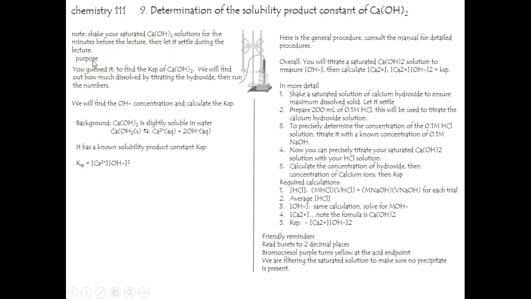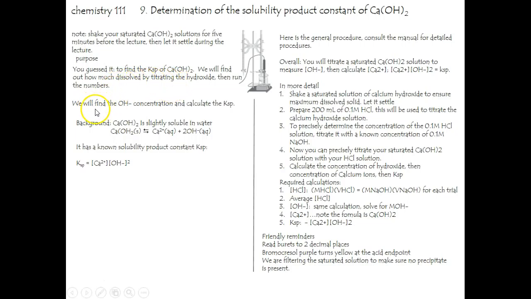The purpose of this experiment is exactly what the title is: to determine the solubility product constant, known as the KSP, of calcium hydroxide. Calcium hydroxide is not very soluble in water, so it's a good one to test. We'll find out how much dissolved by titrating the hydroxide that did dissolve with an acid. We'll run the numbers and we'll come up with the KSP. This is far more precise than trying to dry the precipitate and measure it, since it can be hygroscopic and getting all the water out can be a pain in the neck, and so this is what we will do.